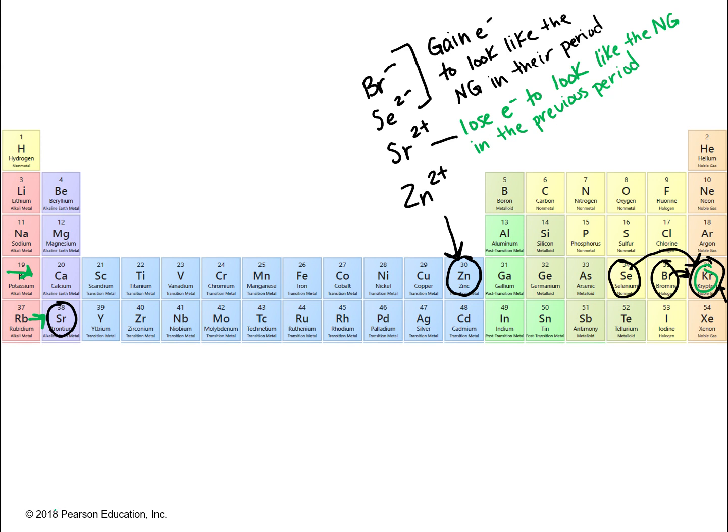Zinc is also going to lose electrons. So when it loses electrons, it's going to lose the 4s electrons. And it's going to look like argon. So that's a review of what we did in the last several minutes of our last class.